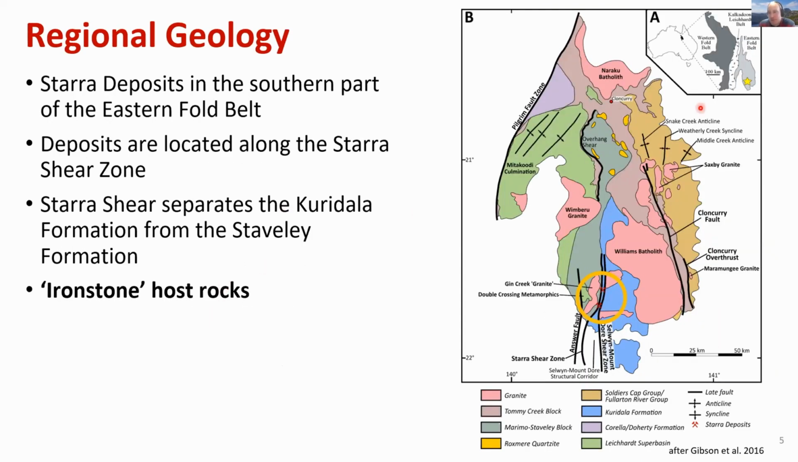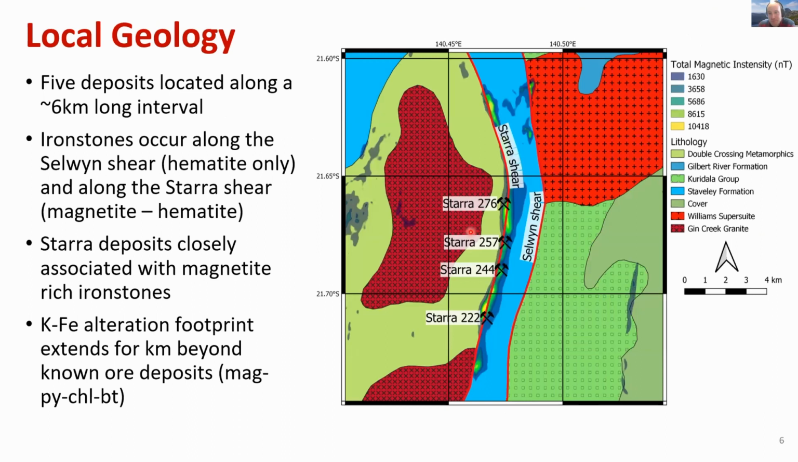Start with the regional geology. We are up here in the eastern fold belt, the southern part of the eastern fold belt in the Mount Isa inlier. See here, the eastern fold belt in big. We are down here in the southern part at the contact between the Kurridalla formation and the Starfleet formation, and the Starra deposits are hosted along the Starra shear zone here in black, which consists in this part mostly of ironstones. We zoom in on this area and to the local geology.